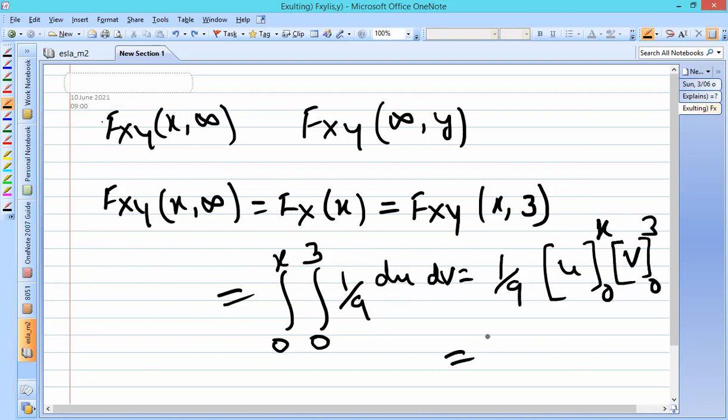So now substituting this 1 by 9, x minus 0 is x, and 3 minus 0 is 3. So that is nothing but x by 3. So this is the marginal PDF or the value of fxy of x comma infinity.